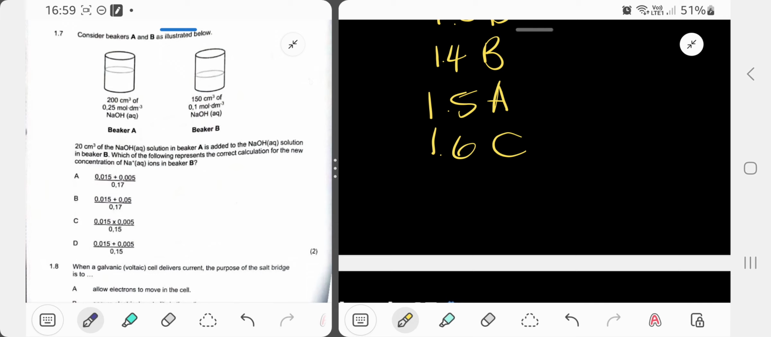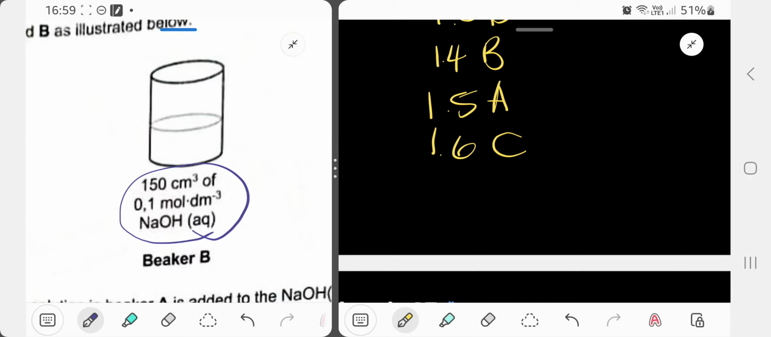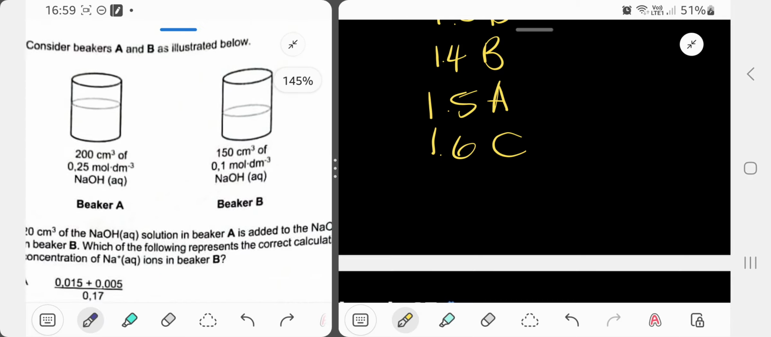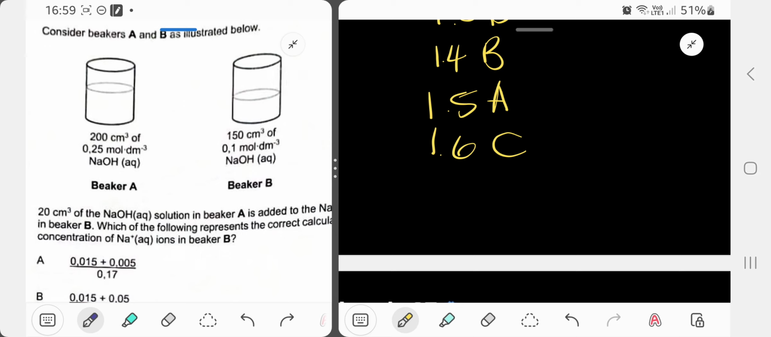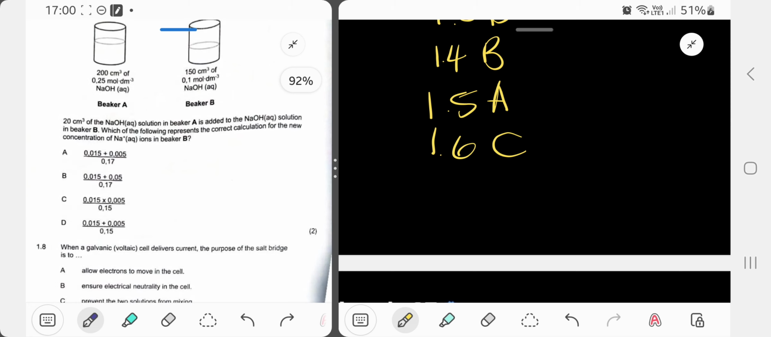It says, consider beakers A and B as illustrated below. What we have there is 200 centimeter cubic of 0.25 mole per decimeter cubic of sodium hydroxide in beaker A, and then we also have the same in beaker B. We also have the same sodium hydroxide. That's important. If I add you and me and we are the same, it means we're increasing ourselves, and we'll see why this is important. Then it says 20 centimeter cubic of the NaOH solution in beaker A is added to the NaOH in beaker B.